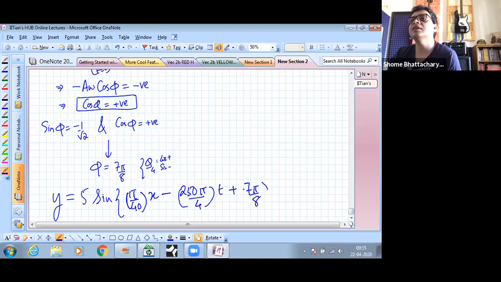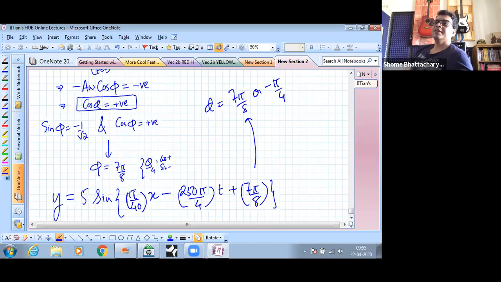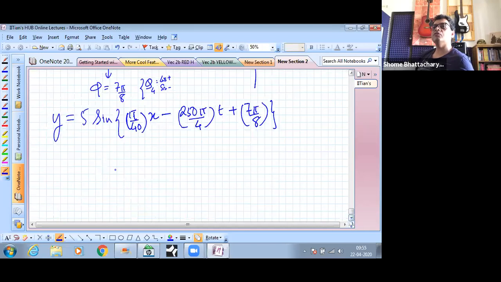And by the way, 7 pi by 8 can always be written as minus pi by 4 also. So this phase constant phi equal to 7 pi by 8 can also be written as minus pi by 4, because 360 minus theta can always be written as minus theta. So you can replace plus 7 pi by 8 with minus pi by 4. That's also fine. So this is my wave equation, where we understand, of course, that y is in millimeters, x is in centimeters, and t is in seconds.